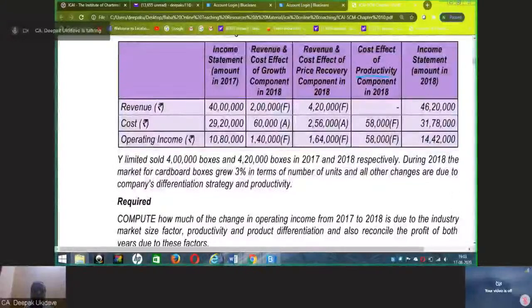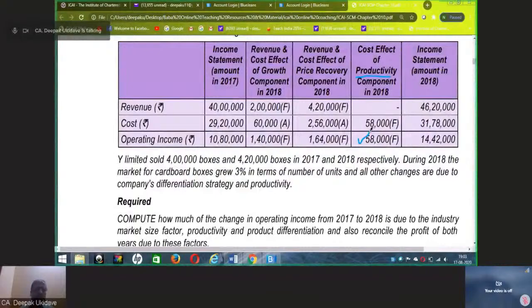You can make out, this is exclusively on account of cost. 58,000. Nothing on account of revenue. So this is directly given, readily given. There is no question of bifurcation, pro rata allocation, etc. So straight away 58,000 favorable, we will add in the reconciliation. So this is the cost effect of productivity component.